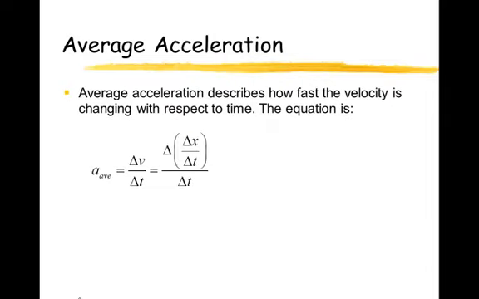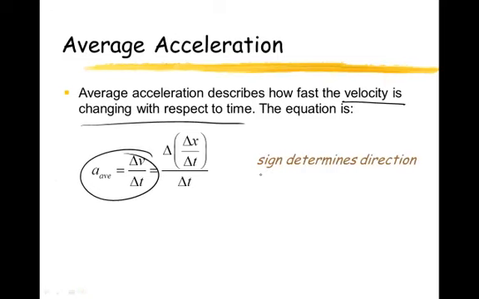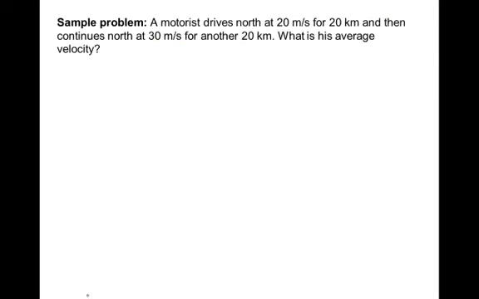Average acceleration tells us how fast the velocity is changing with respect to time. So it's the change in velocity over the change in time. And once again, the sign tells us the direction. Positive, by convention, is to the right or upward. Left is negative, and so is downward.